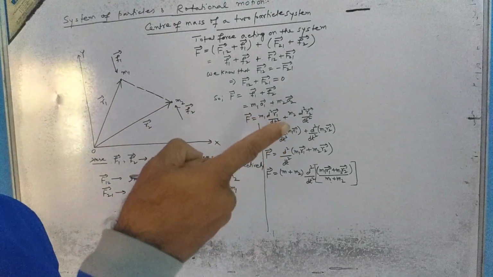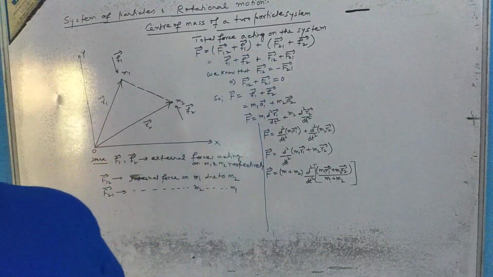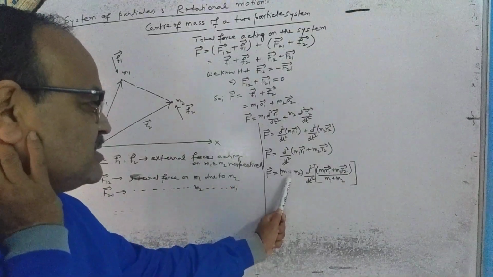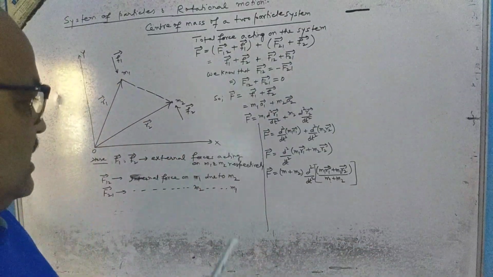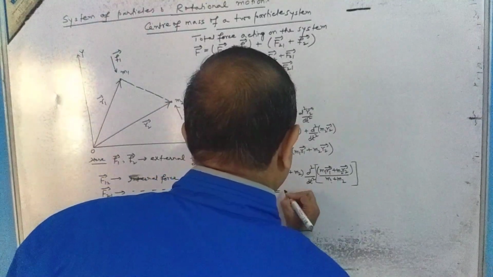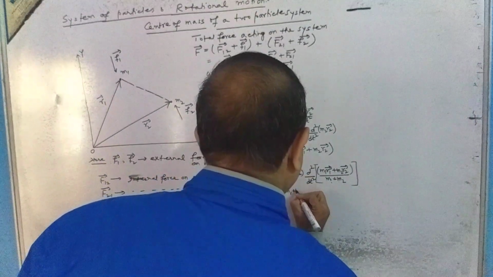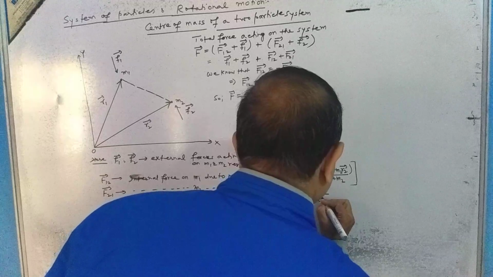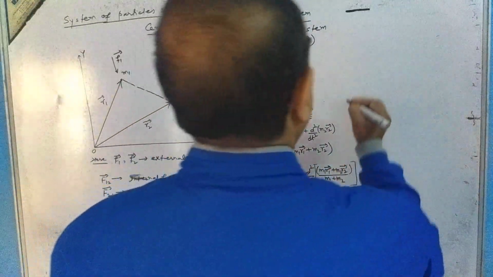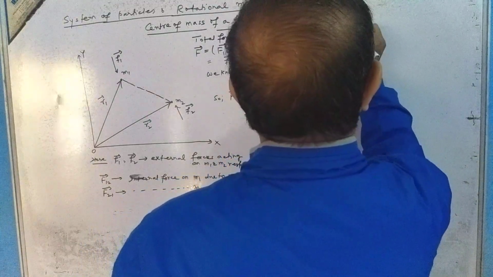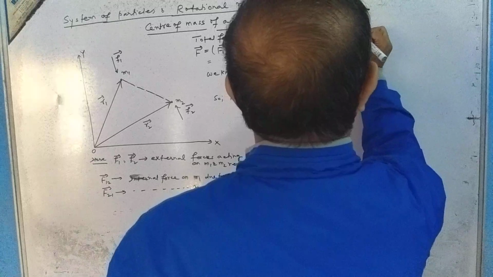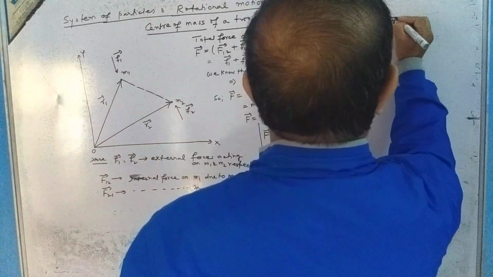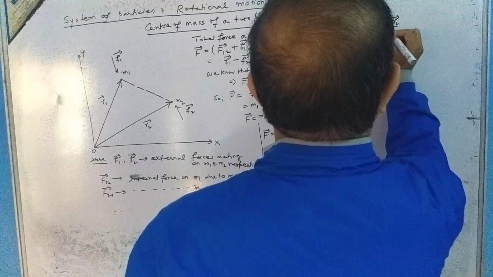Now you just go back to our definition. What is center of mass? Center of mass is the point where the whole mass of the system is supposed to be concentrated. This whole mass of the system is concentrated where? At the center of mass. That's why I will write it here: it is M1 plus M2 into d square R vector by dt square. I write it like this, R vector. What is R vector? R vector is equal to M1 R1 vector plus M2 R2 vector by M1 plus M2.